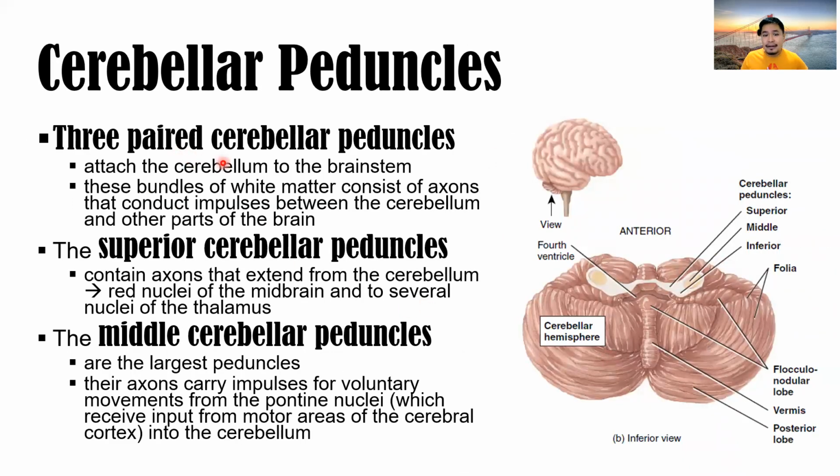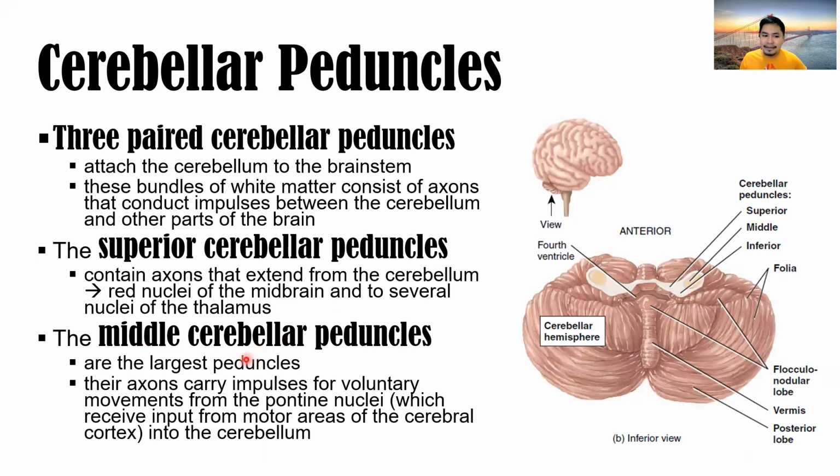So the three paired cerebellar peduncles attach the cerebellum to the brainstem, and these bundles of white matter consist of axons that conduct impulses between the cerebellum and other parts of the brain. So the superior cerebellar peduncles contain axons that extend from the cerebellum to the red nuclei of the midbrain and to several nuclei of the thalamus. Okay, red nuclei of the midbrain.